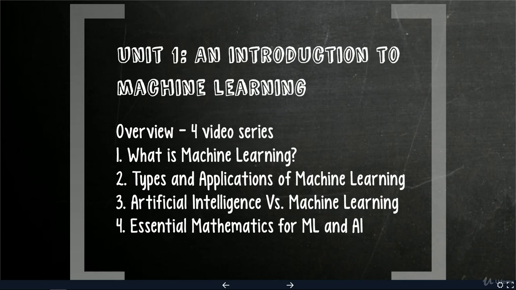Number 3, we're going to address artificial intelligence versus machine learning. There's a lot of misconceptions in this area that I think should be addressed early on. So we're going to understand a little bit more about AI and how it differs from machine learning and where it overlaps. Number 4, we're going to talk about the essential mathematics for machine learning and AI. There are several core competencies that you're going to have to know going in if you want to get the most out of machine learning. And so those include topics like linear algebra and multivariate calculus, but we will cover that more in depth in the fourth video. So let's get started.